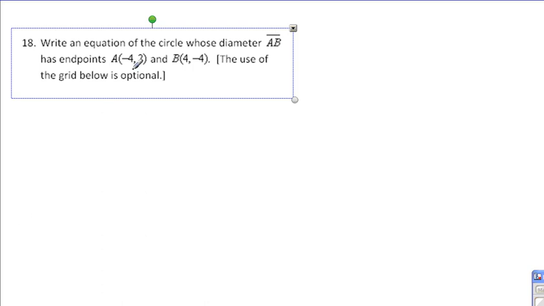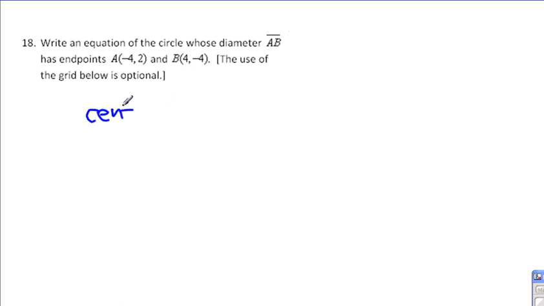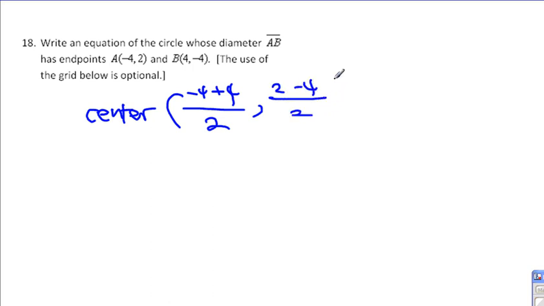Alright, so here we have diameter and points are like these. Now equation of the circle. So we gotta find the center. Center is in fact the average of those 2 points. So we have negative 4 plus 4 divided by 2, and 2 minus 4 over 2. And that's equal to 0, minus 1.